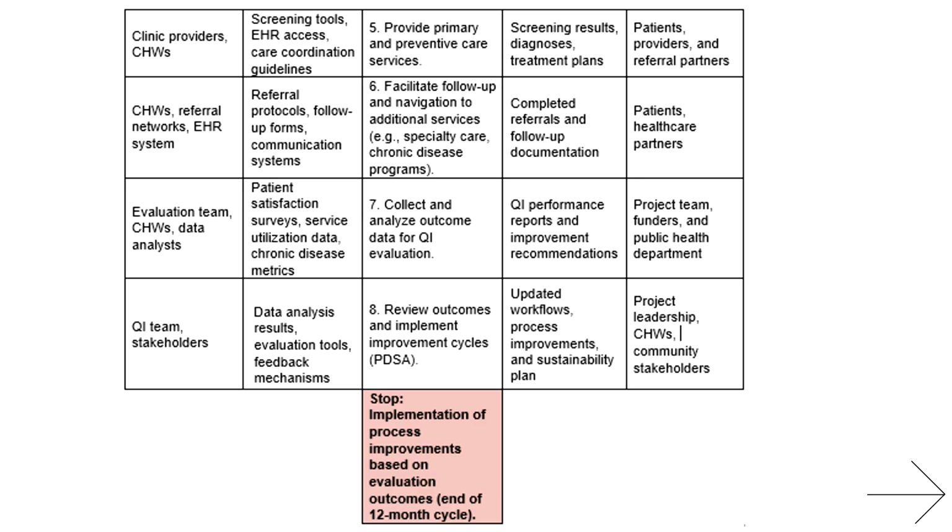Continues the SIPOC process by detailing the operational steps and outputs. Process steps include provide primary and preventative care services, facilitate follow-up and referrals, collect and analyze outcome data, and implement process improvements using the Plan, Do, Study, Act cycles. Outputs such as delivered healthcare services, completed referrals, follow-up documentation, performance reports, and improved processes. Customers such as patients, providers, healthcare partners, project leadership, and community stakeholders.